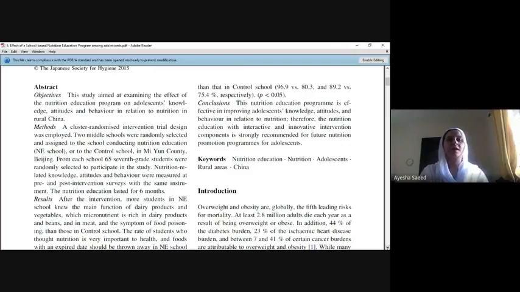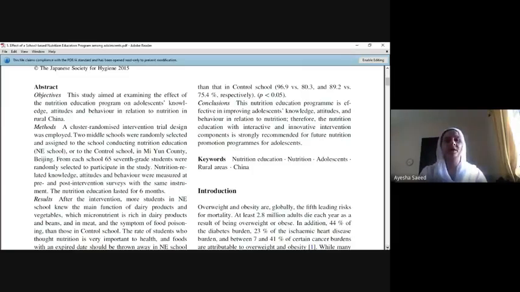In methods, a cluster randomized intervention trial study was employed. So what was done? There was a randomization process, but it was done in clusters. By cluster, it means that entire schools or entire organizations or entire cities were chosen as clusters or groups, and then they were randomly allocated to the intervention group and the control group.